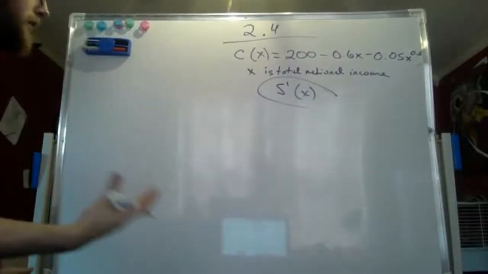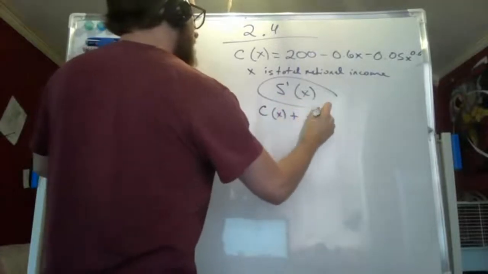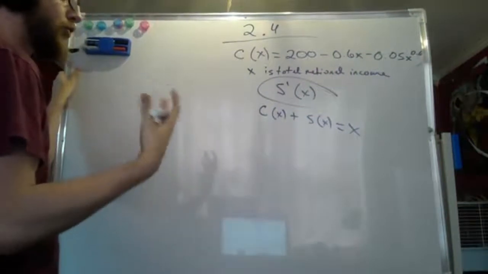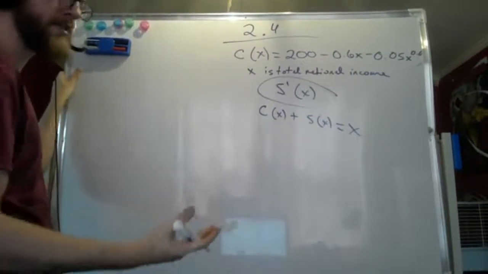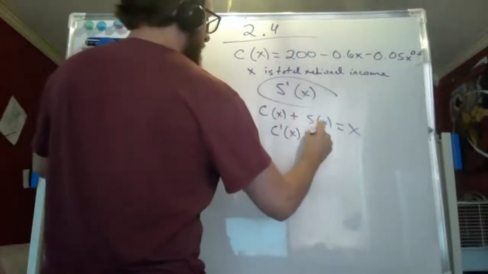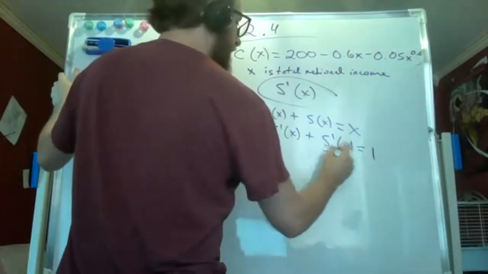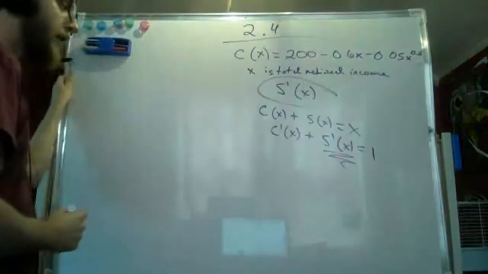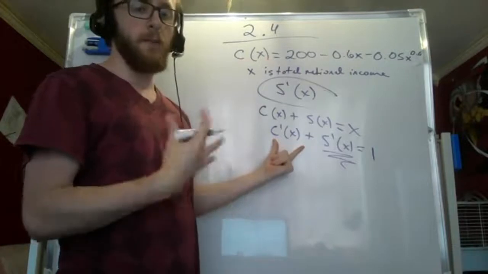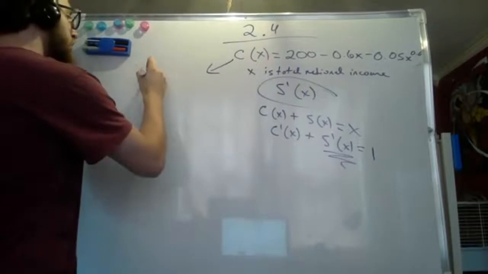So how do we find it? Well, we already know from before that c of x plus s of x is equal to x. But if we take the derivative, which tells us about marginal propensity, then we have that c prime of x plus s prime of x is equal to 1. So here's the magic guy we're looking for. We know c of x. We don't know c prime though. But that's not a big deal. We can find c prime by taking our derivative. So that's what we're going to do.